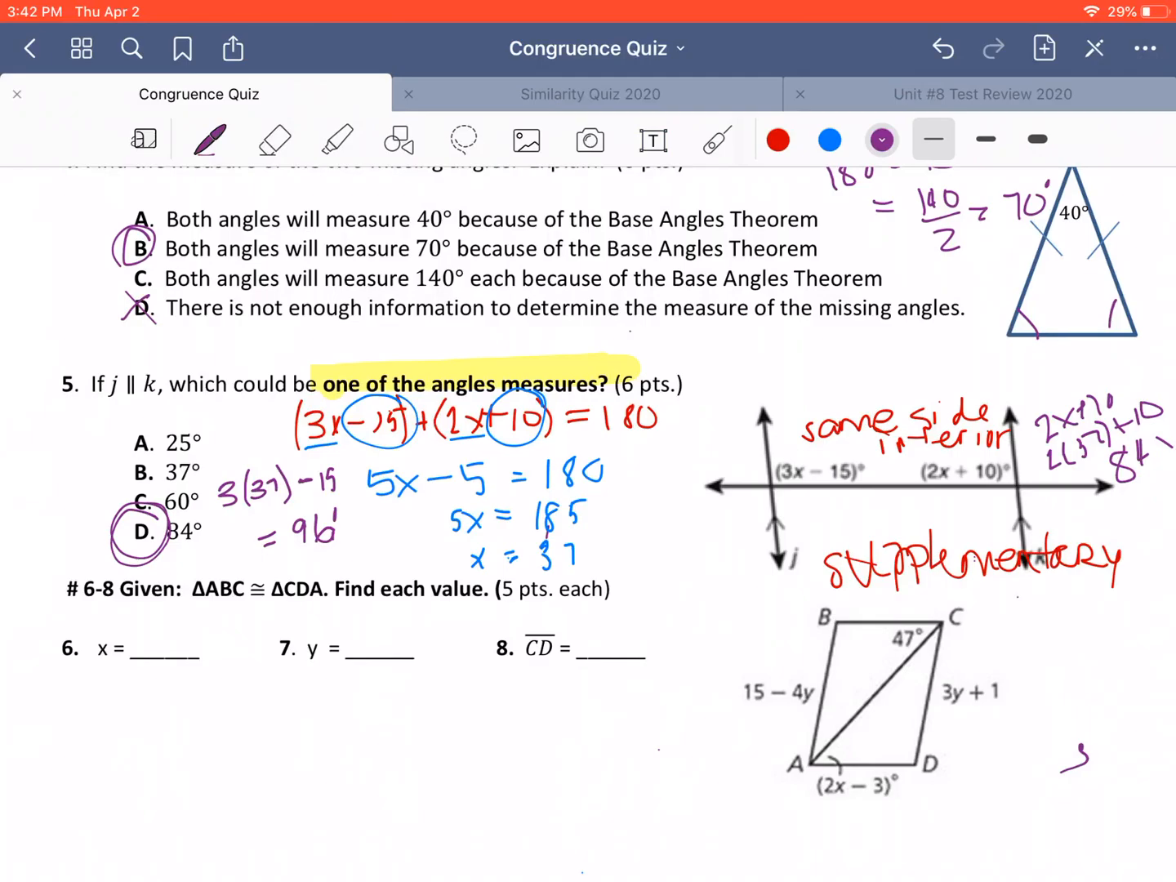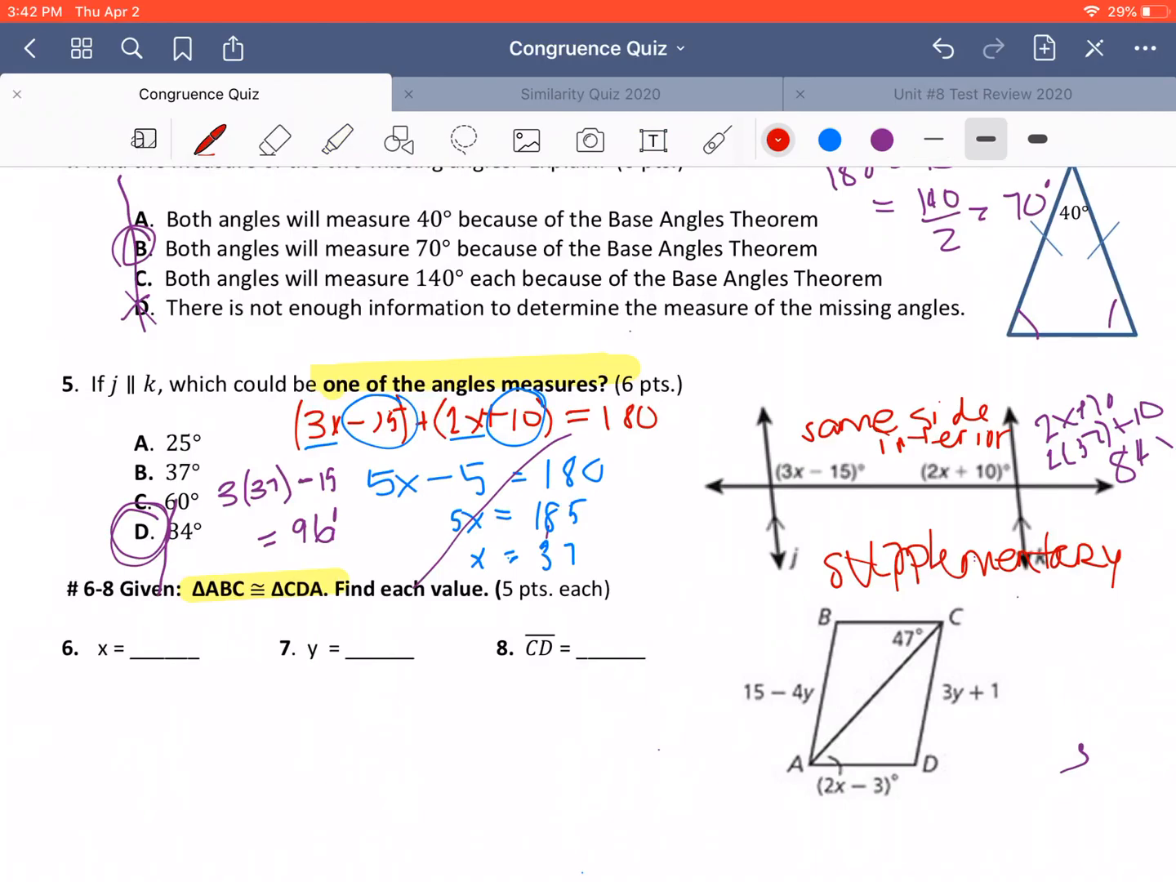Number 6 through 8, I remember telling you guys in class that I needed to see work there because it would require work to do. It tells you that the two triangles are congruent. ABC is congruent to CDA. So it's looking at the two triangles. Find each value. We can use that congruent statement to help us.